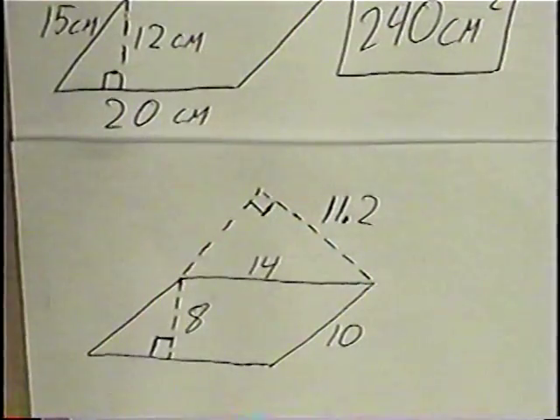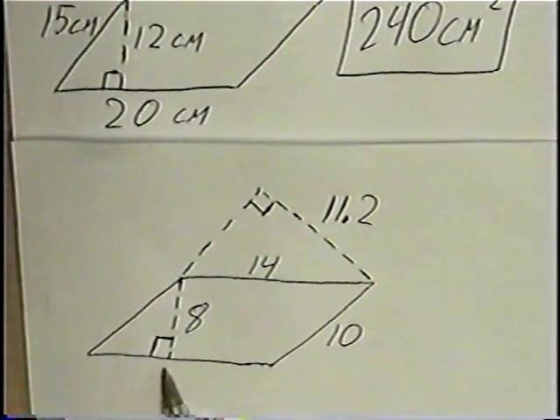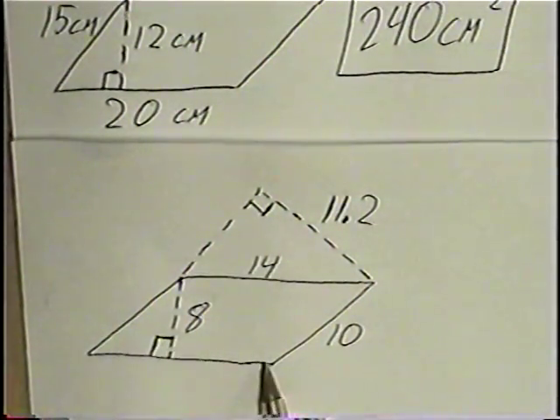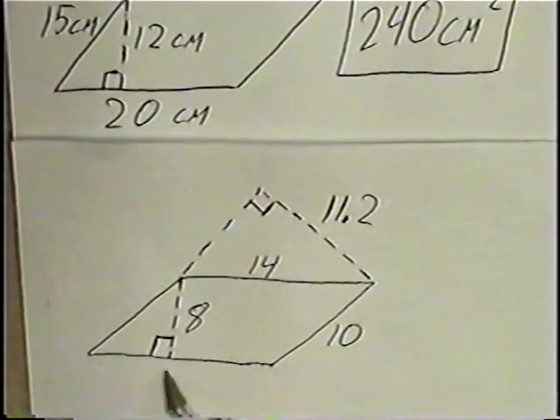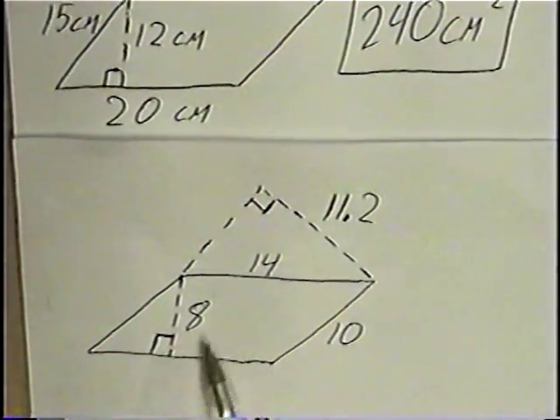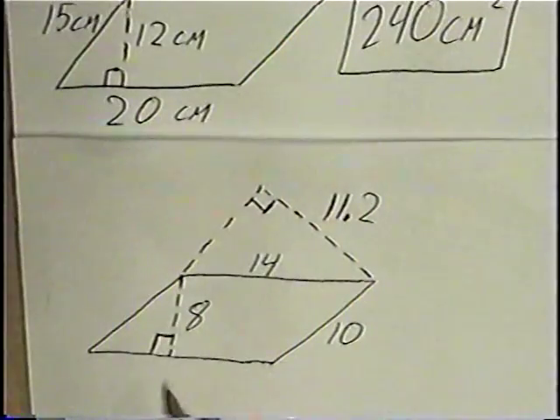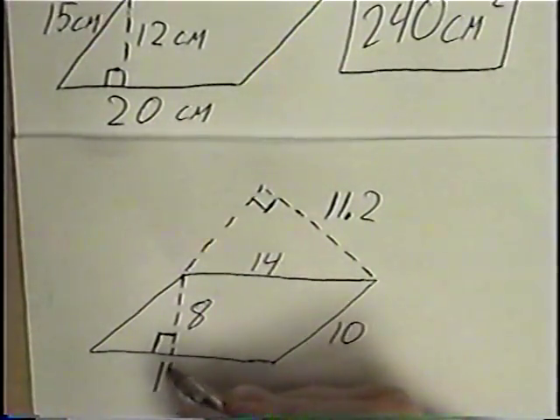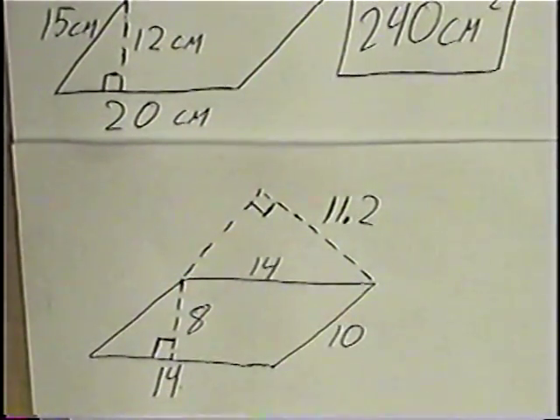Looking for the base times the height. The base again is how long the shape is along the bottom of the shape. There is no number for the bottom side, but the opposite side is 14, and since it's a parallelogram, the opposite side is also 14.